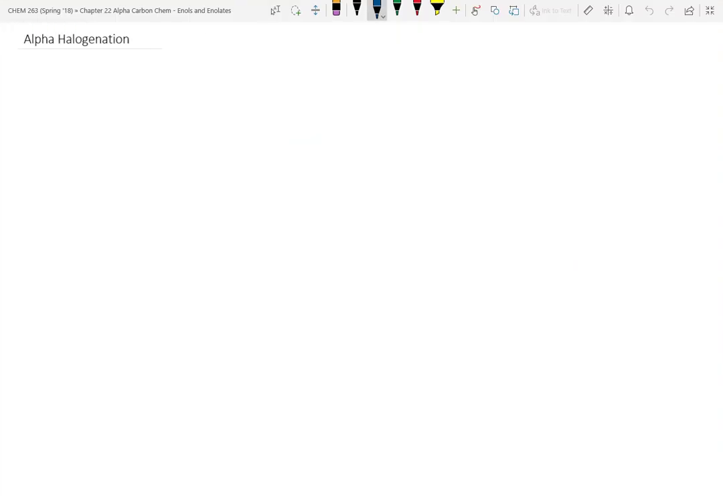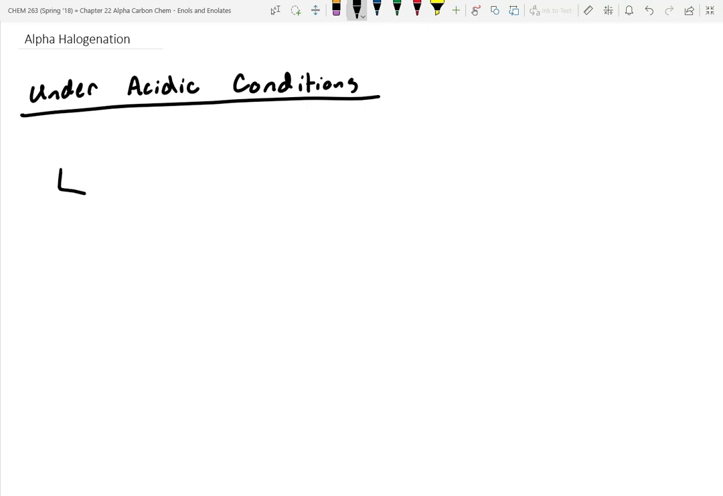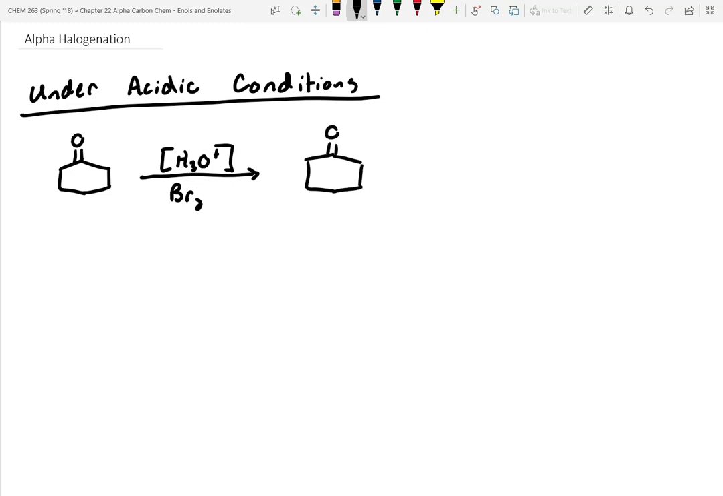We're going to first look at alpha halogenation. First one we're going to look at is alpha halogenation under acidic conditions. So in this reaction, I'm just going to draw the overall reaction conditions. You need catalytic acid. So I'm just going to write H3O+ in brackets as our catalytic acid, and you need some sort of halogen source. Often this is bromine, but you can do other ones as well. When you do this, you can brominate your alpha position, and we'll go through the mechanism to practice this.